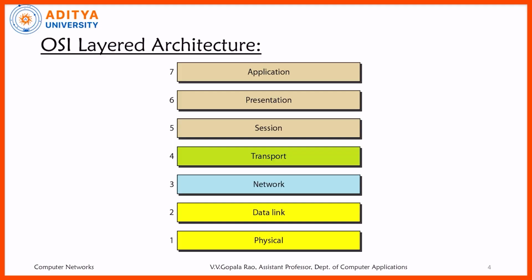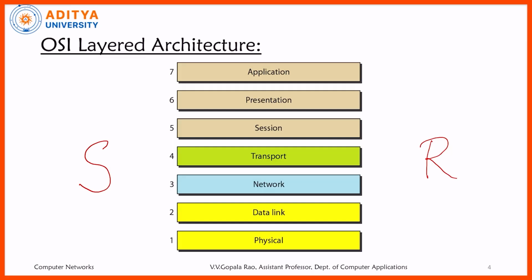Suppose you see that there is a sender. Imagine I am showing that on the screen. There is a sender here, and on the other side there is a receiver, let us say. In between there is a model we call OSI. The sender is now sending the information to the receiver.